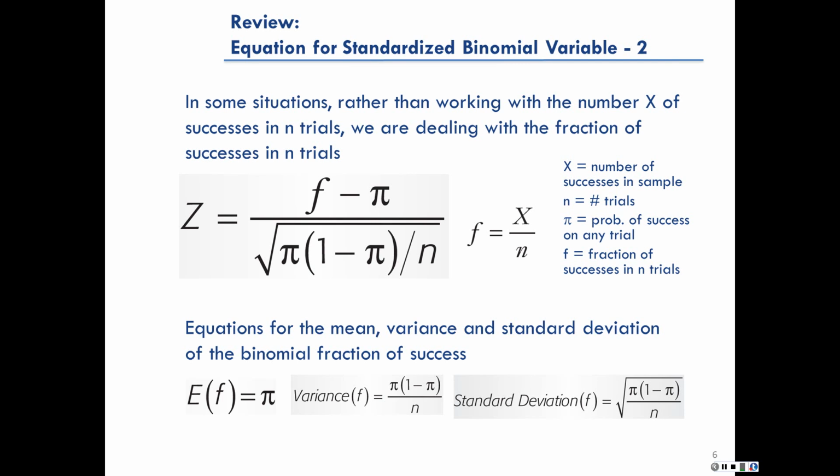A few lectures ago, I also talked about equations for the mean, variance and standard deviation. You can see them there for the binomial fraction of success. The mean, the expected value of f, is pi. The variance of f is pi multiplied by 1 minus pi, divided by n. And for the standard deviation of f, you just take the square root of that.